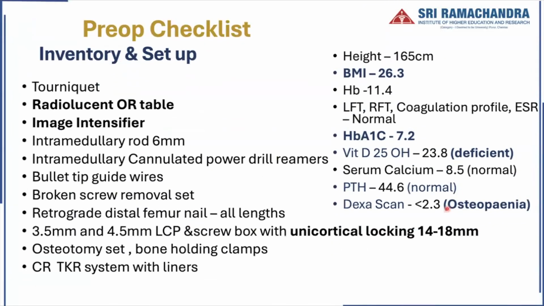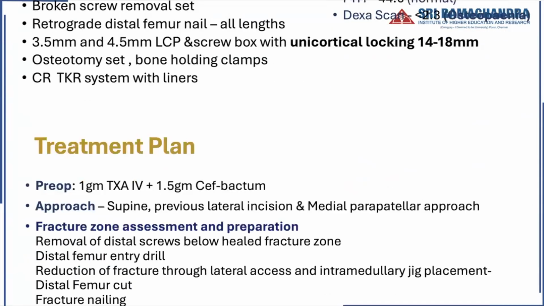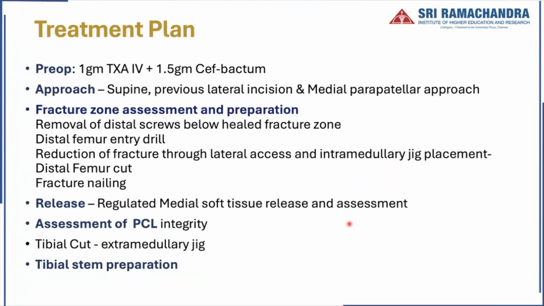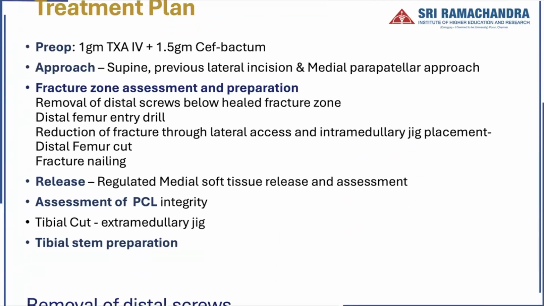So this was the pre-op checklist. I think most importantly is the position of the knee, which we had to keep in mind because we need to get the distal femur cut first. We also planned for having the extra unicortical locking screws, 14 to 20 mm in size, so that we can fill up the empty holes later if need be, if there's going to be instability. So this was the plan.